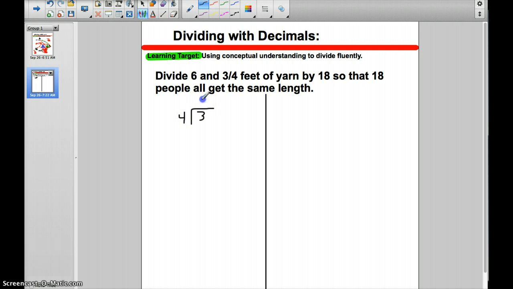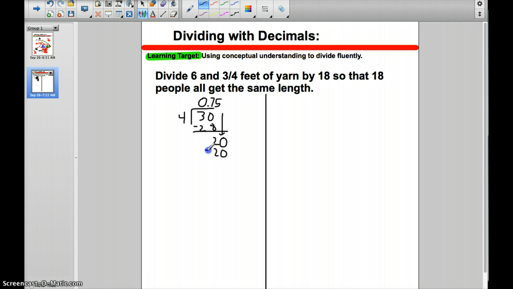4 can't go into 3, so we're going to put a 0 here with a decimal point after it, and then we're going to place a 0 over here. Can 4 go into 30? Yes, it can. 7 times. 4 times 7 is 28. 30 minus 28 is 2. Can 4 go into 2? It cannot. We're going to bring a 0 down from the dividend and place it here. 4 can go into 20 5 times. We place that number where the quotient goes. 5 times 4 is 20.